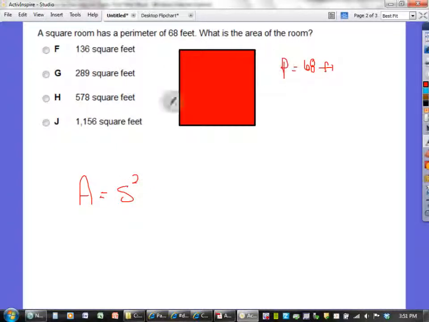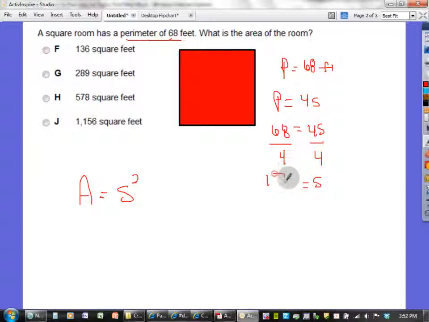In order to do this, we can do it by formula, or we can do it in a very formative way by saying perimeter is 4 times the side, and then we would go ahead and substitute 68 because it tells us what the perimeter is. 68 feet equals 4s, and then use our algebra and divide both sides by 4 to find that one side length is 17 in this case, feet.